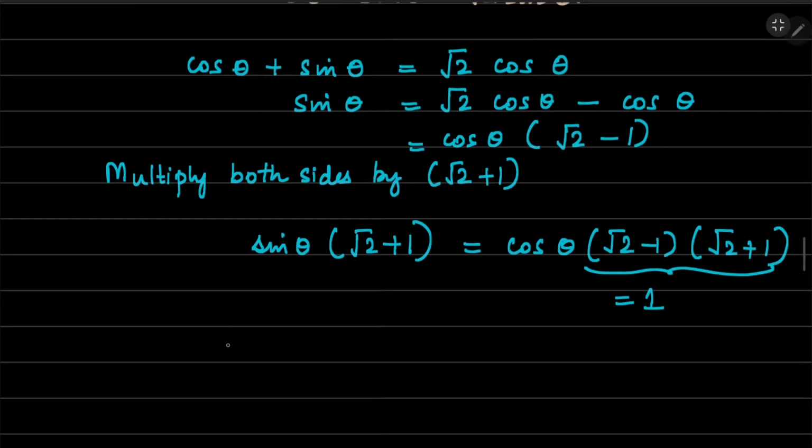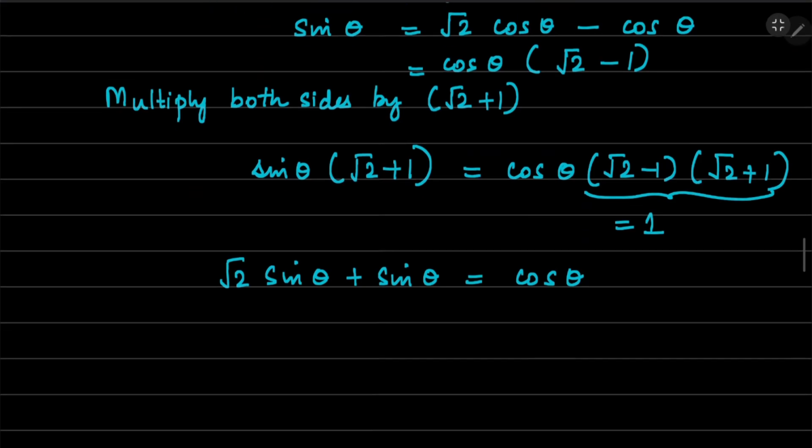Right? So what you are left with is root 2 sin theta plus sin theta is equal to cos theta. So what is cos theta minus sin theta? Take this to the other end. So what do you have? Cos theta minus sin theta will be equal to root 2 sin theta. Hence proved.